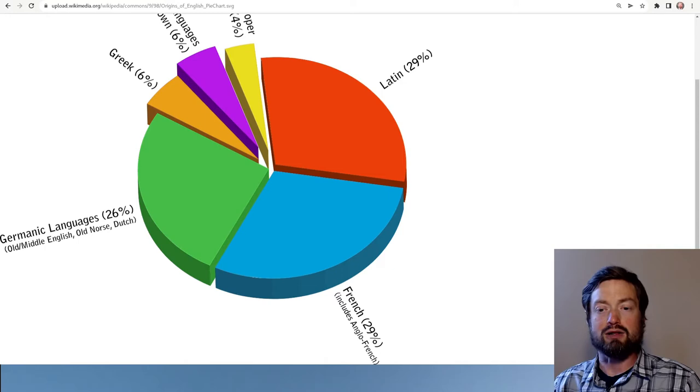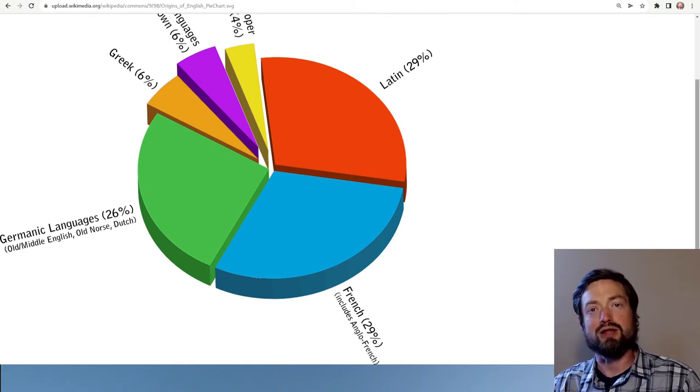Now here it says Germanic languages, but this is mostly going to be from Old English. So of course it's natural and expected that a lot of the words that are in modern English come from Old English. They simply did not go away. They simply were continued from that earlier stage of the language.